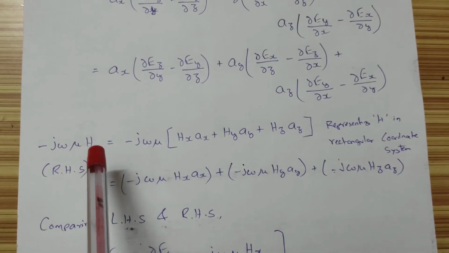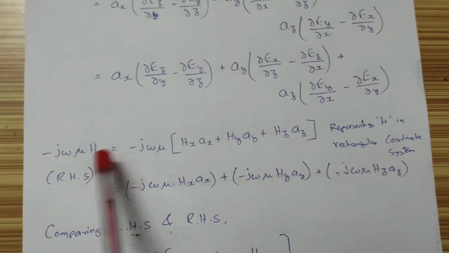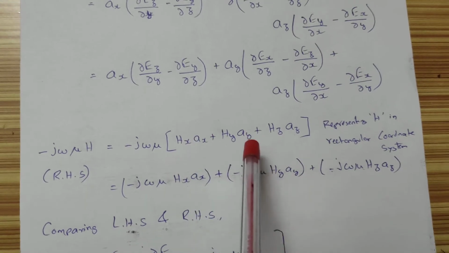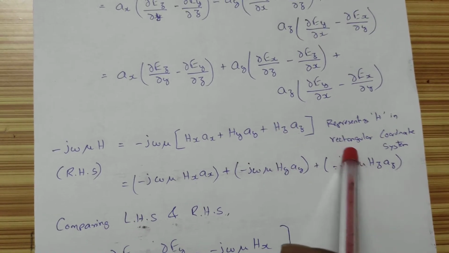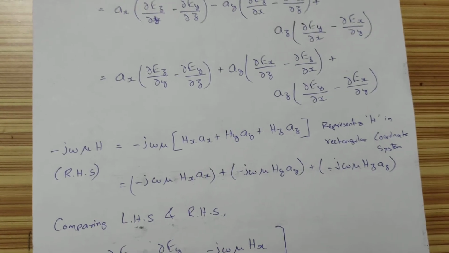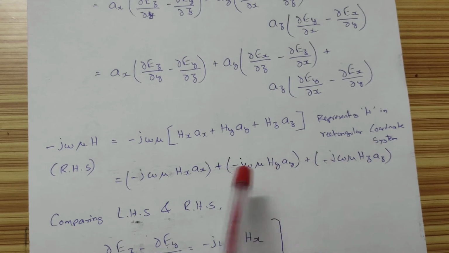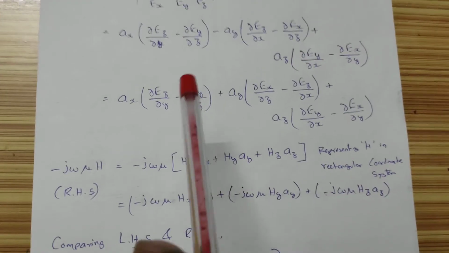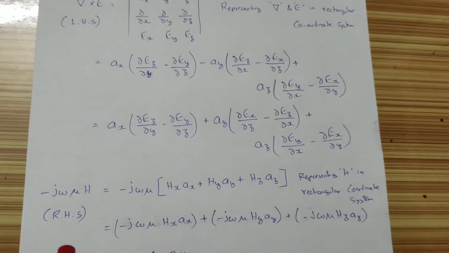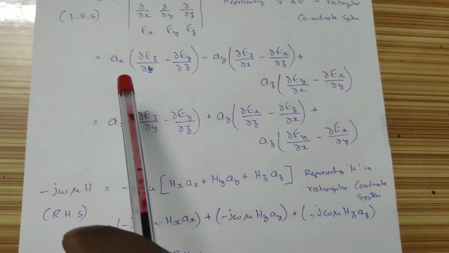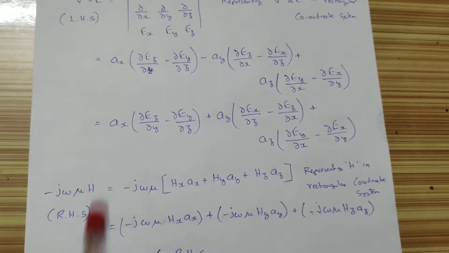Here we need to represent H in terms of the rectangular coordinate system as Hx ax, Hy ay, as well as Hz az, the representation in terms of the rectangular coordinate system. Then if you multiply it, you will get a result something like this. Now compare both the LHS component as well as the RHS component. So here you have something as the AX term along with some value.